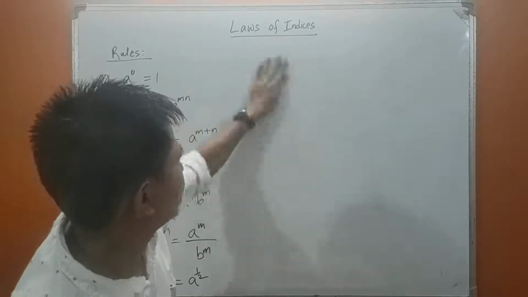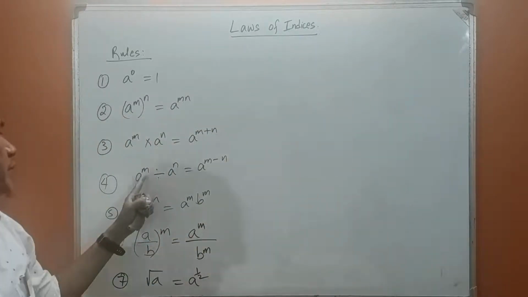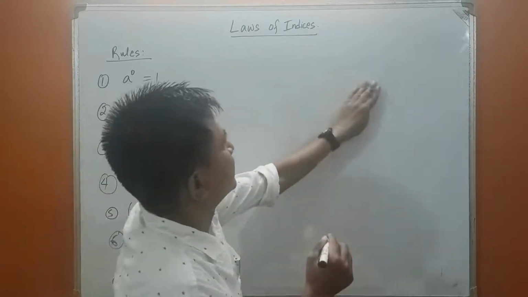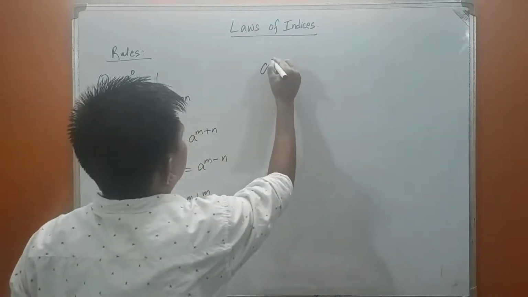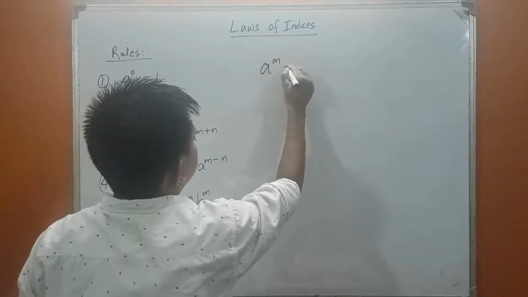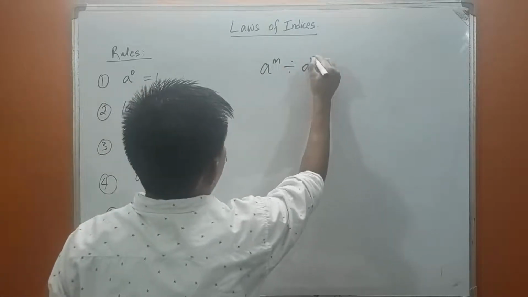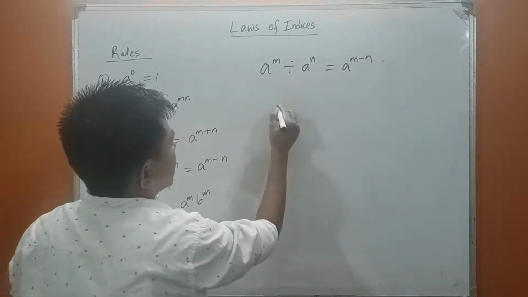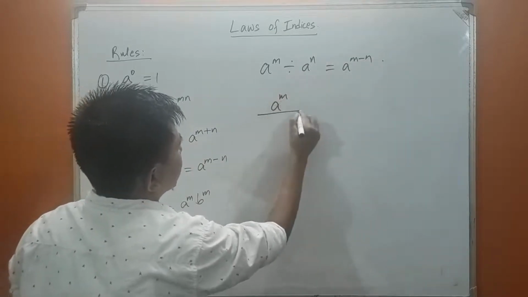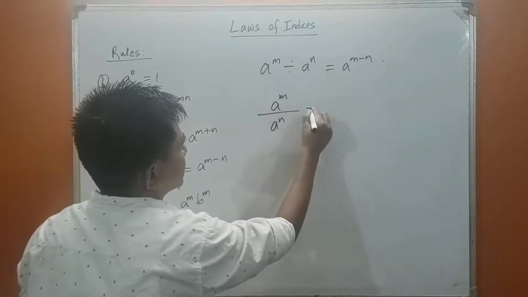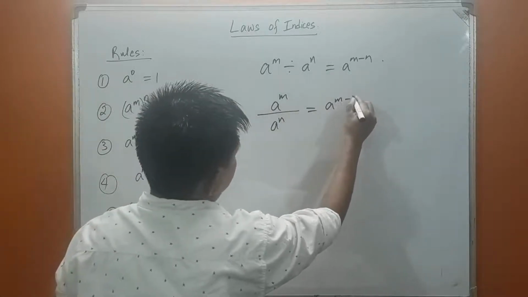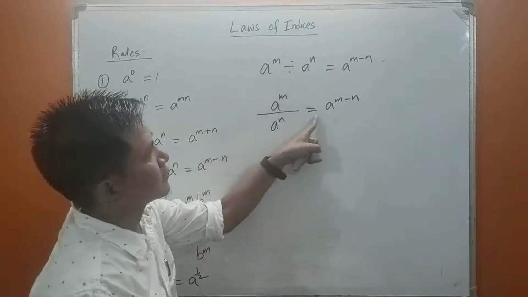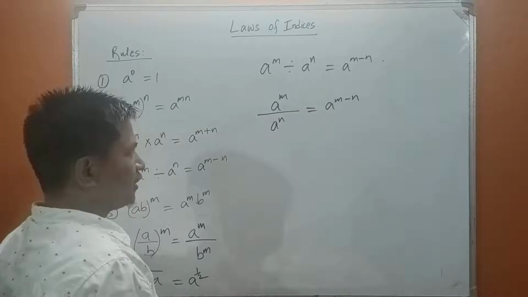The next rule is a to the power m divided by a to the power n equals a to the power m minus n. This means a to the power m divided by a to the power n equals a to the power m minus n.